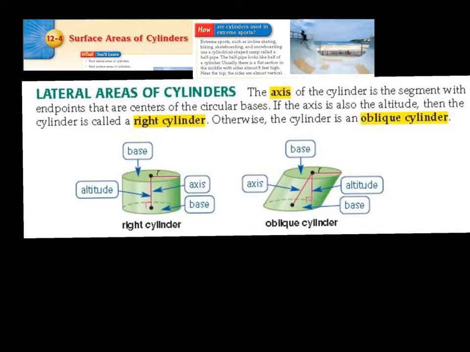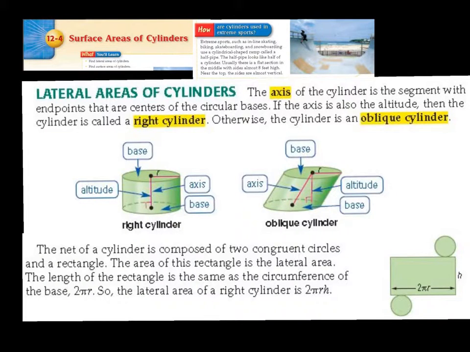The axis of the cylinder is a segment with endpoints that are the centers of the circular bases. If the axis is also the altitude, then the cylinder is a right cylinder. Otherwise, the cylinder is an oblique cylinder.